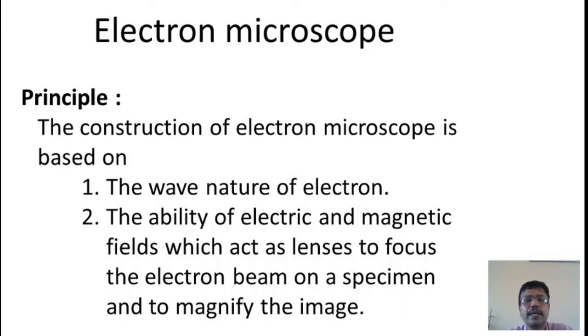Whenever the electron beam is accelerated by applying a high potential difference, the wavelength of the electron beam decreases, because lambda = h / square root of (2meV). When the voltage is more, lambda is less. When the wavelength of the electron beam is less, automatically its resolving power increases.